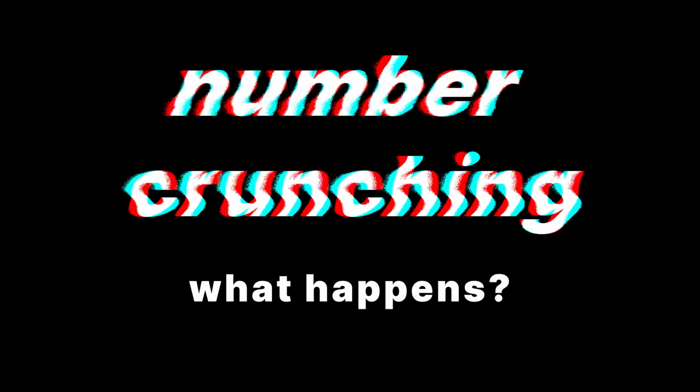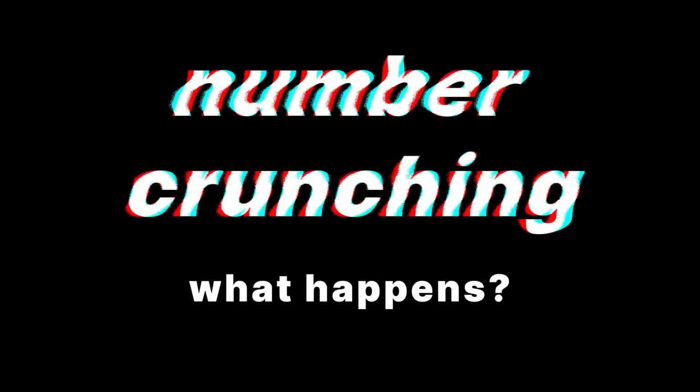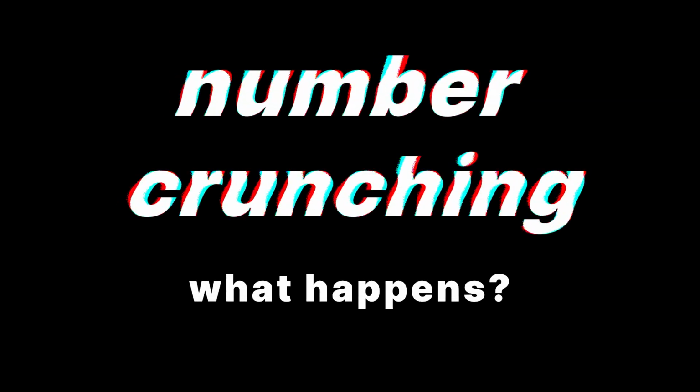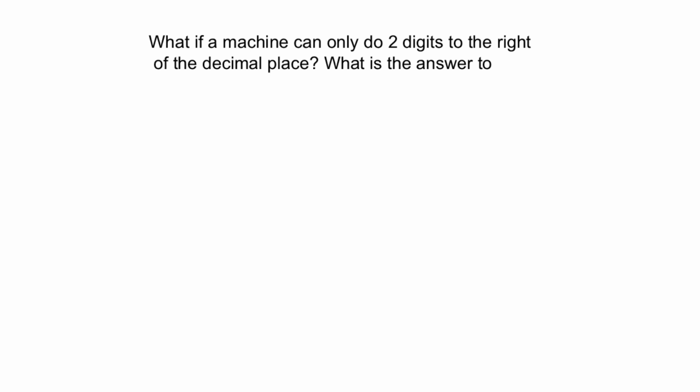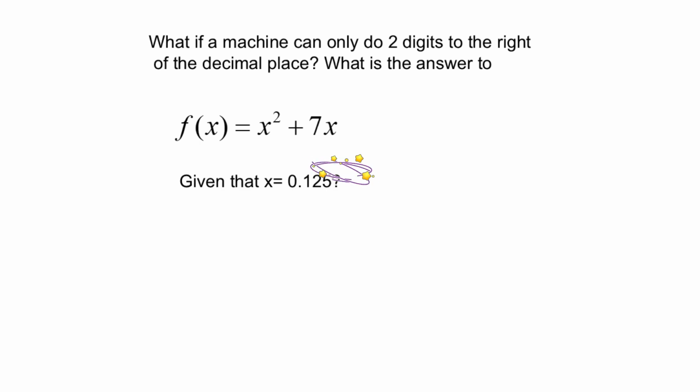Now, every time we have number crunching, the computer or our code might store the numbers in a particular way that may create problems for us in a way we do not anticipate. For example, what if a machine or our code only accepts 2 digits to the right of the decimal point? Let's take a look at this example with f of x equal to x squared plus 7x. The input is x equals 0.125, and immediately we have a problem. We might input 0.125, but the machine or our code will only take in 0.12. So immediately there's a round-off error so early in the process.